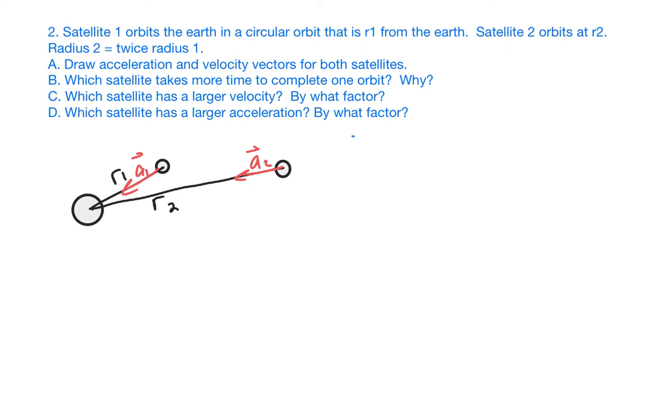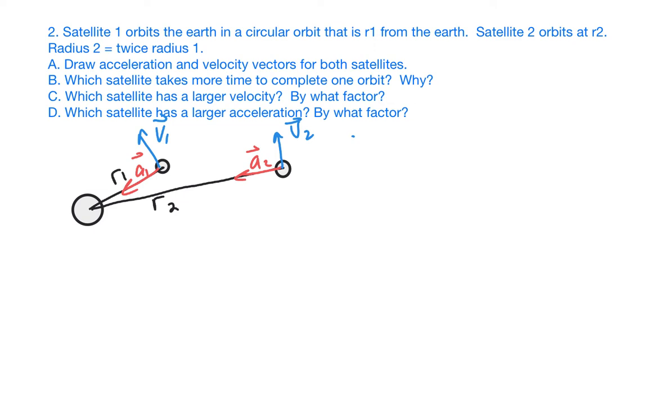But the nice part is that if the acceleration is pointing towards the center of the circle, then we know that the velocity vector must be tangent to the circle and therefore perpendicular. So if you drew something like this, where you said, well, this was v1, and then you draw this, and you said this was V2, that would be fine.